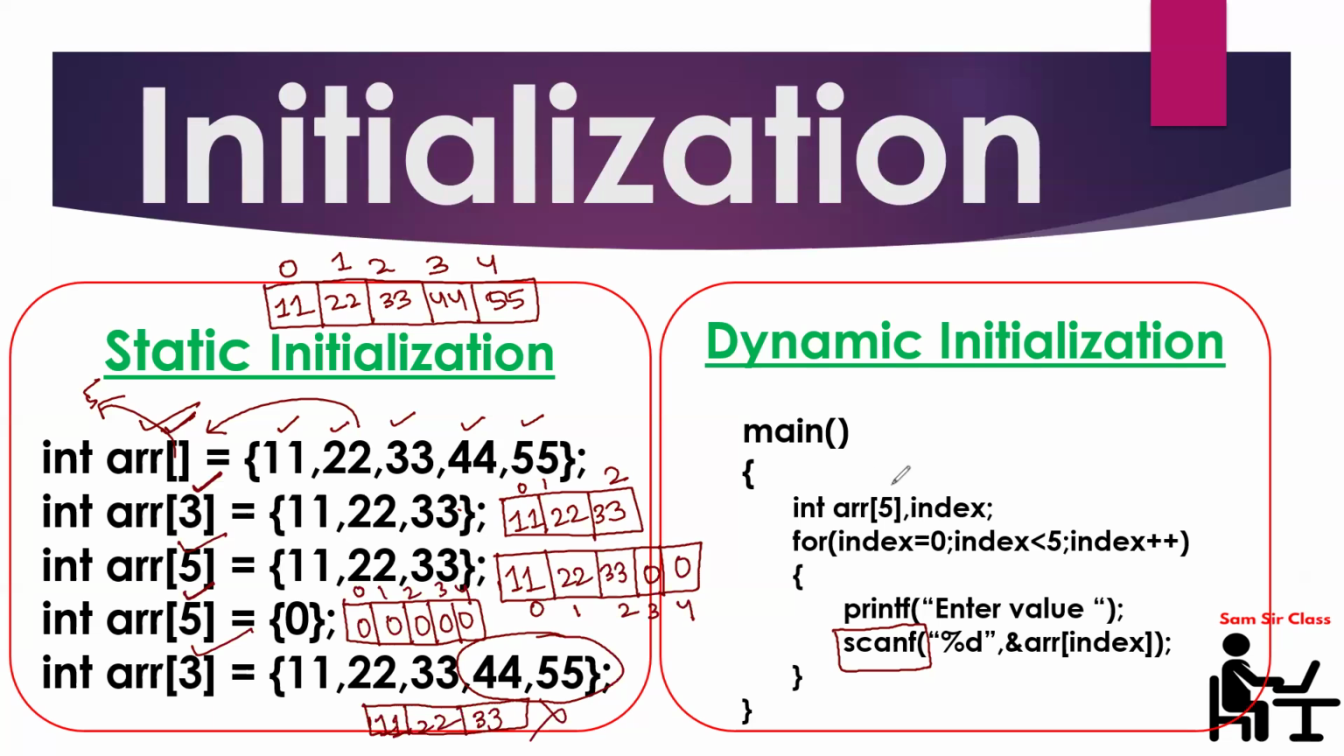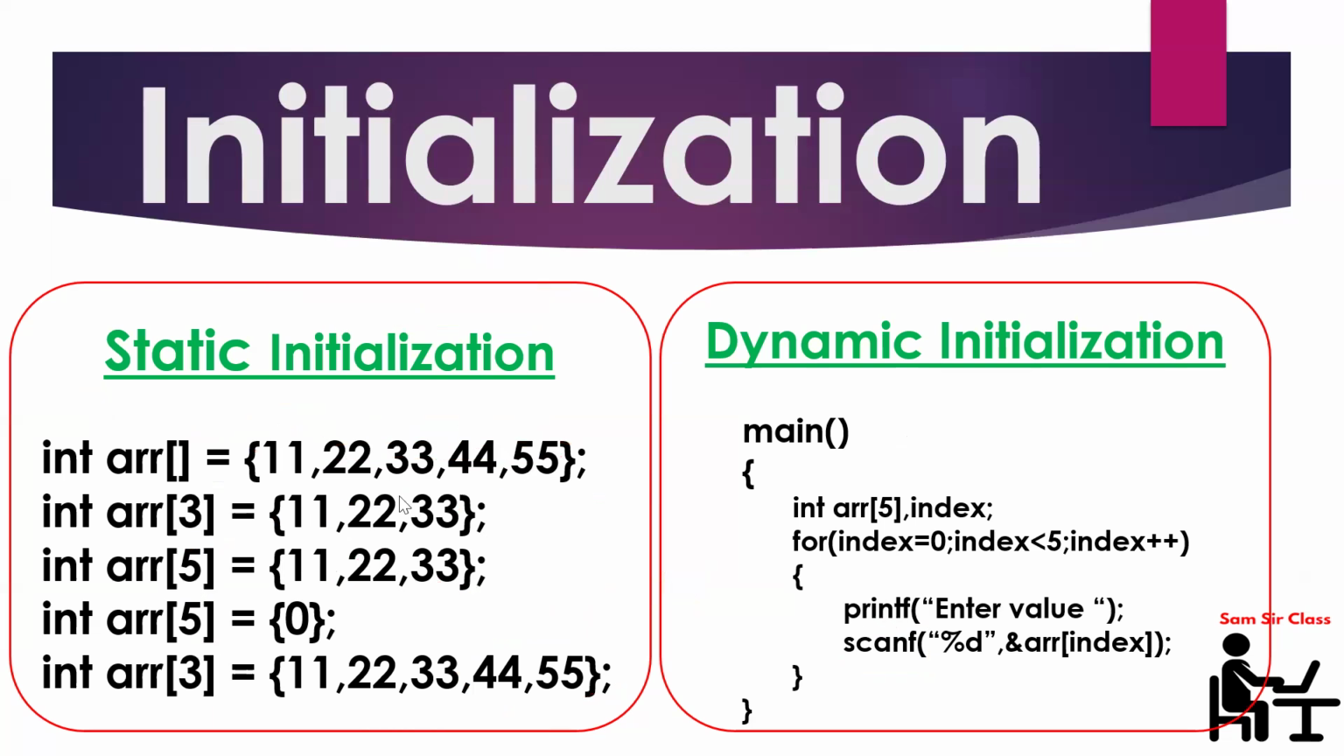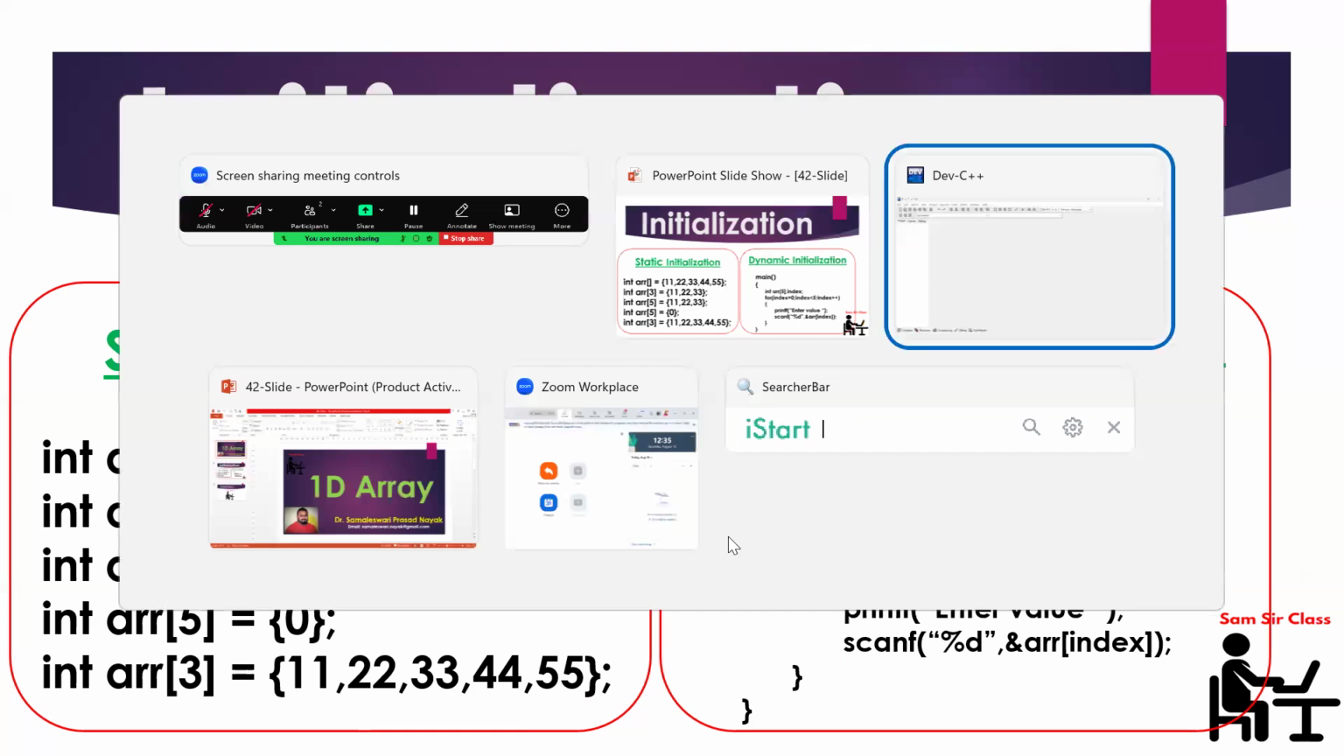But in general, whenever you write a program, you will go for dynamic initialization. That means you ask the user during execution time what values they want to store. It's not that you fix the values in the entire program, but that is not our requirement. Our requirement is that the user gives the input and accordingly the values are stored. So let us see how we actually write the program to initialize dynamically.